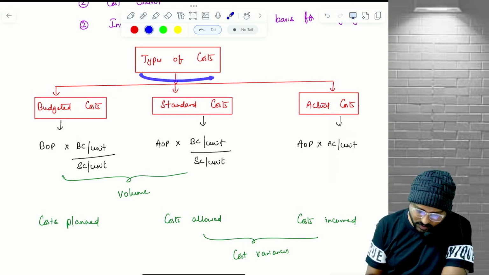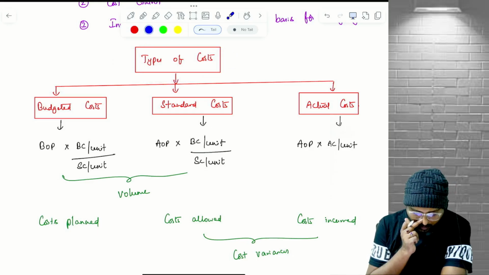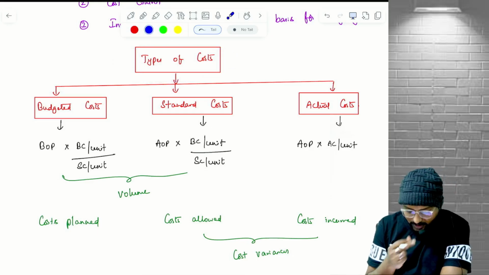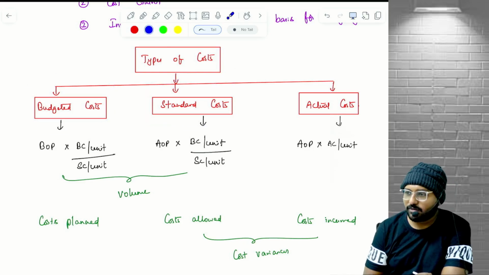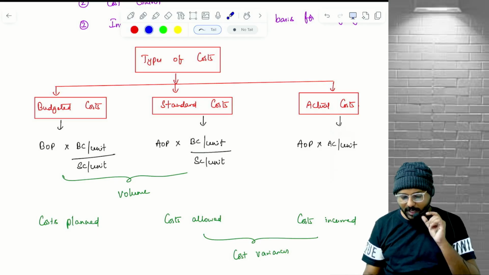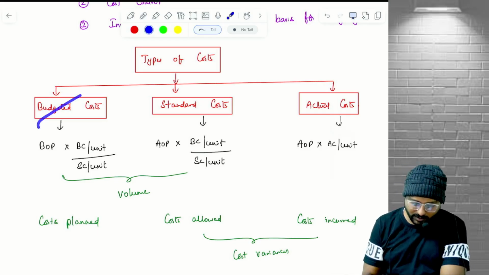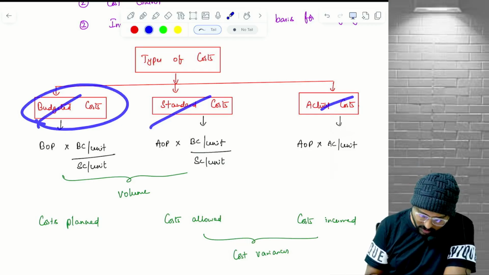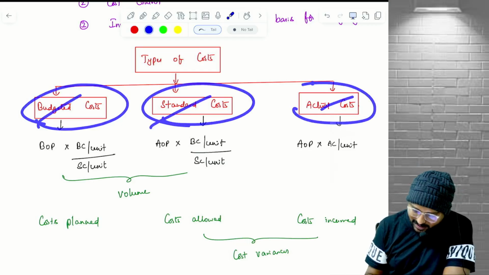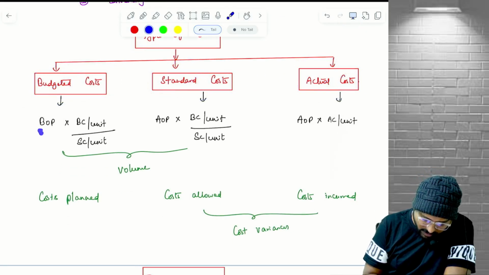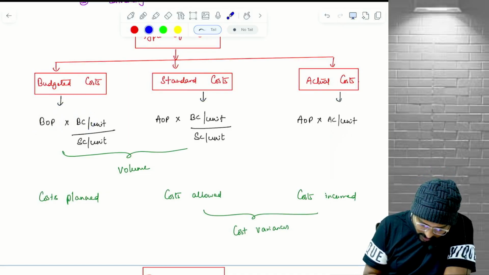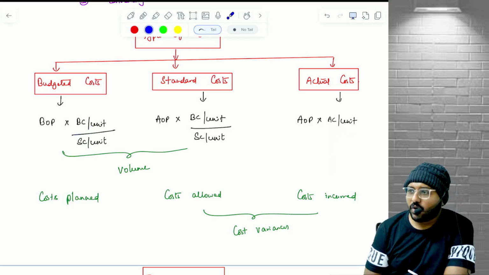So what are the types of costs that we have got? So many people basically they don't understand this one because they always get confused between budgeted costs and standard costs. So you have to be very careful here. So how many types of costs that we have got? Three types of cost. What are they? Budgeted cost, standard cost, and actual cost. So if you look at budgeted cost, it is budgeted output into budgeted cost per unit. Budgeted cost per unit can also be called as standard cost per unit.